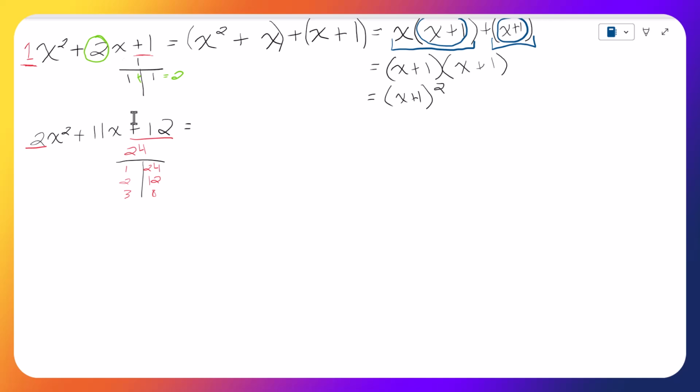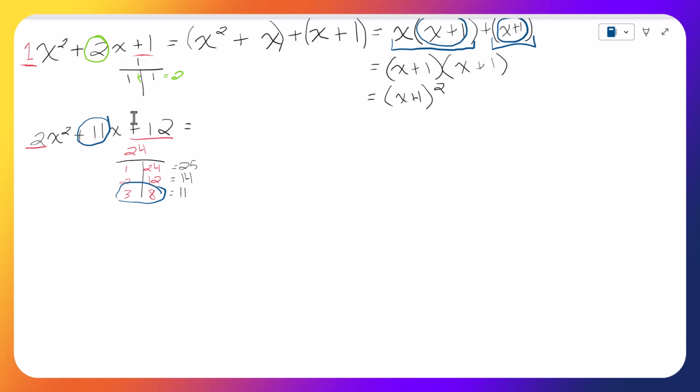and our next one would be 8 and 3, which is the same thing. This 8 does not look very good, so let me rewrite that. 3 and 8. And we're looking for which of these terms will add up to our b. So we want positive 11. 1 plus 24 equals 25. That's not 11. 2 plus 12 equals 14. That's not 11. 3 plus 8 equals 11. This is what we want. This is how we're going to split our middle term.